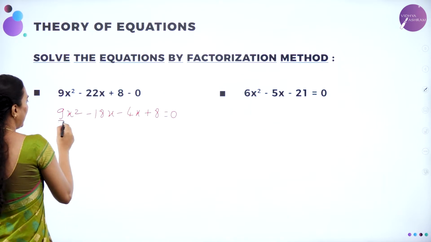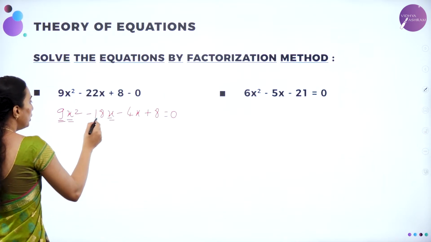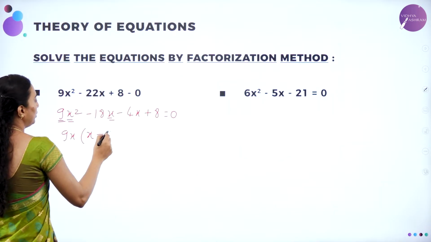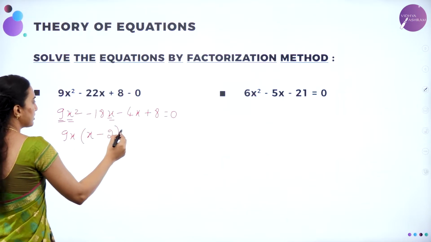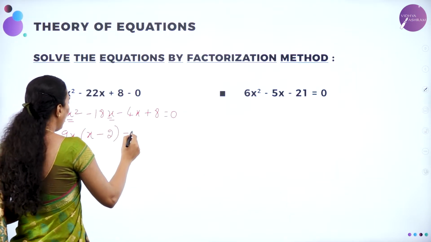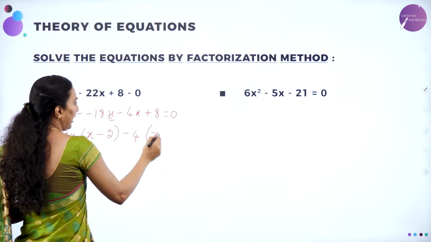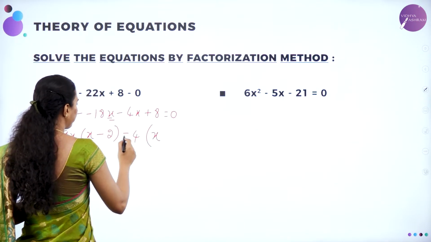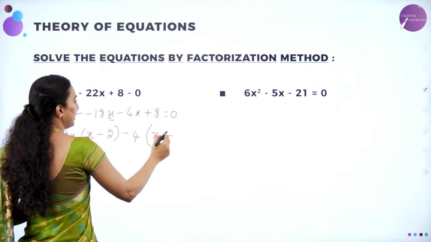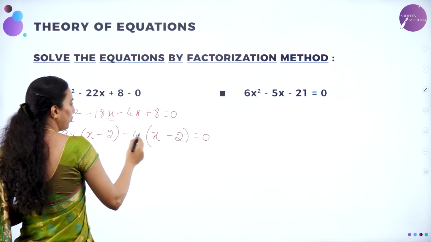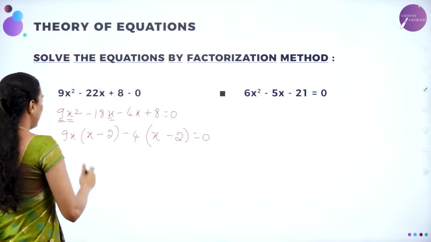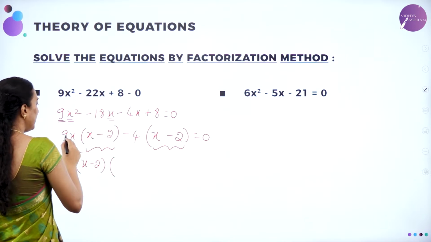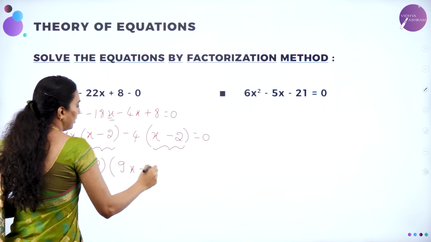You can take 9x common from here. Here 2 will be common. So 9x into the remaining x minus 2, because 9 2s are 18x. Again from this I can take minus 4 common. So remaining is x, plus into minus is minus. So therefore you need to get x minus into minus is plus, x minus 2 equal to 0, because minus 4 into minus 2 is plus 8. Therefore, you can take x minus 2 common from this. If you take x minus 2 common, the remaining is 9x minus 4 equal to 0.